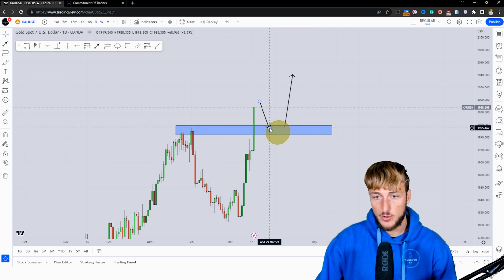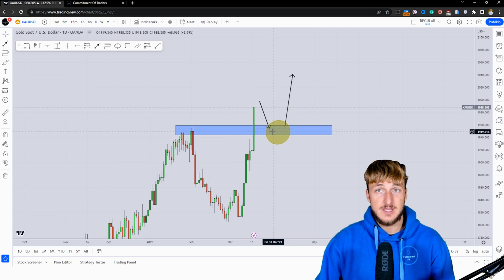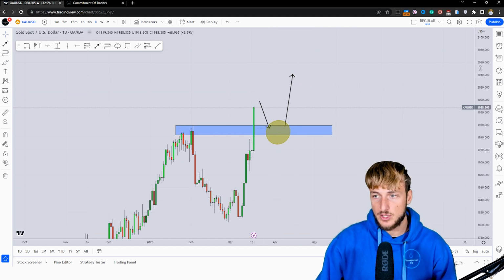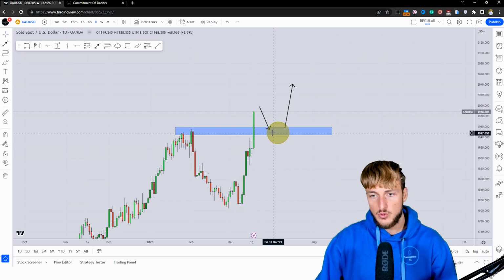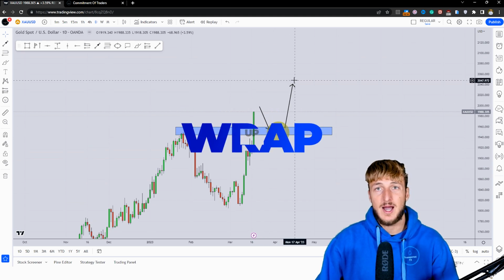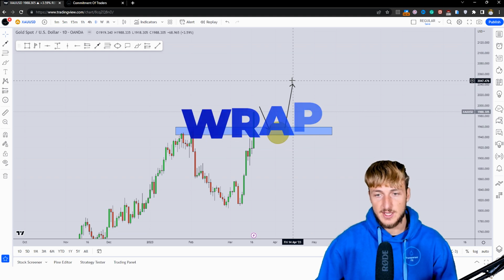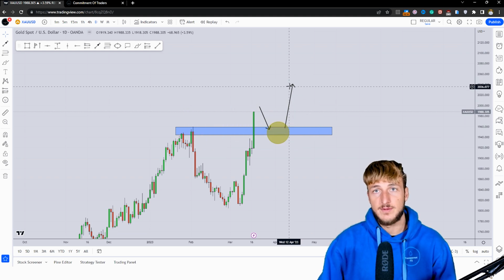However, if we do get a correction to the support, there is at least a good probability that we will see a potential continuation higher. So if we do get a test of this area, that is how we could be approaching a potential move to the upside. Now, as usual, trading is reactive and not predictive.